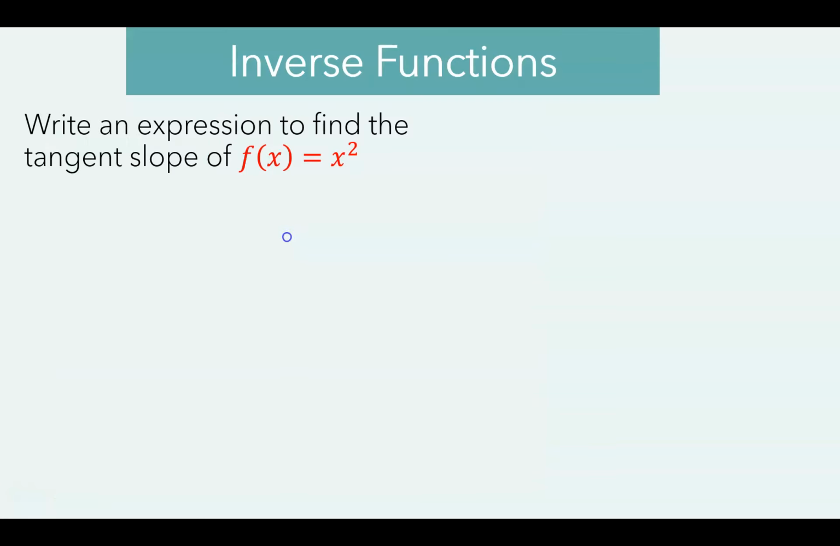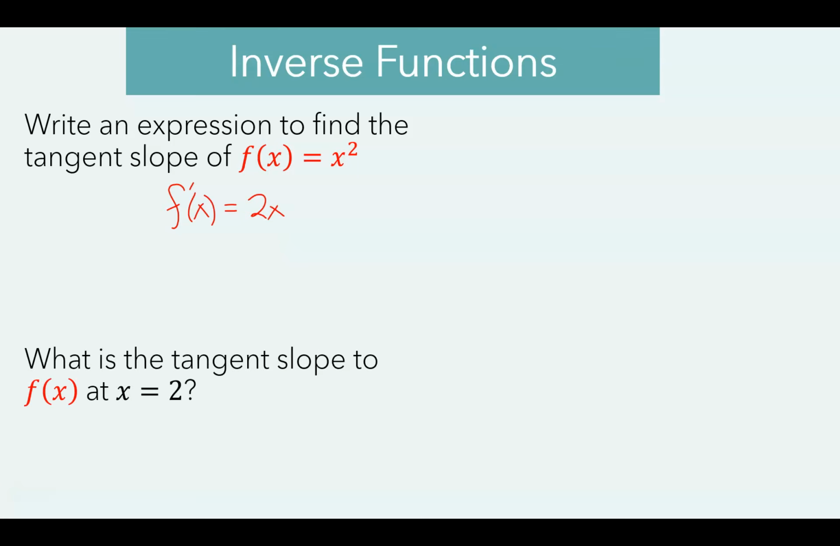So how would we find the tangent slope to f, where f is x squared? That's, of course, f prime is 2x. How could we find that specific one at x equals 2? F prime of 2 is 4. So importantly, we're going to need in a second here the fact that f of 2 is equal to 4, right? If I put 2 into f, I get the y value 4.